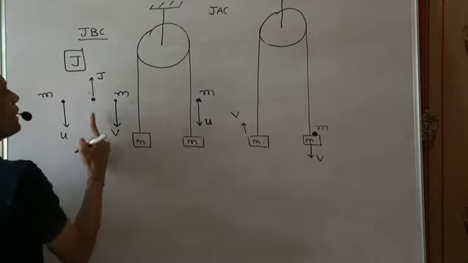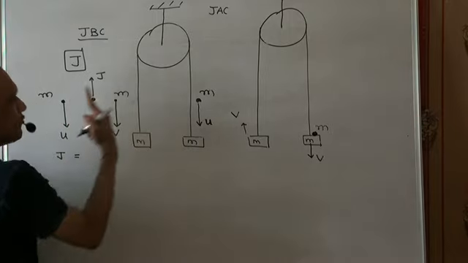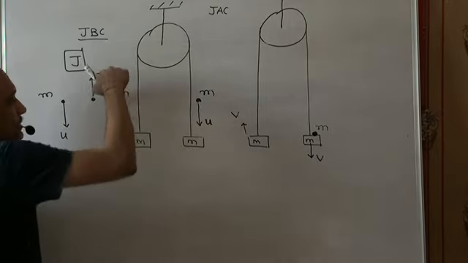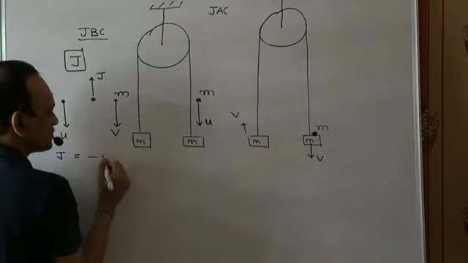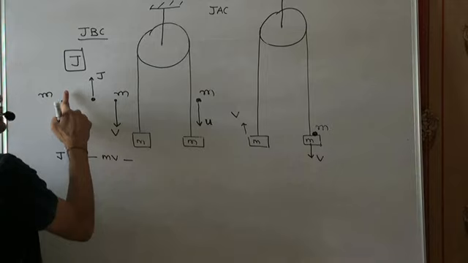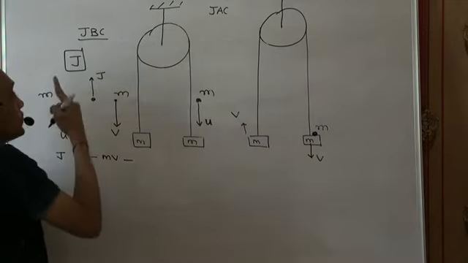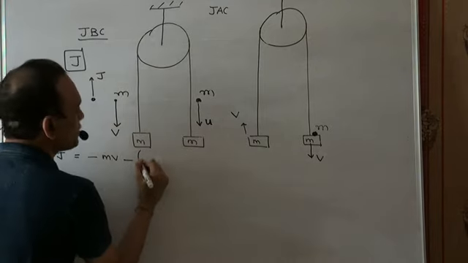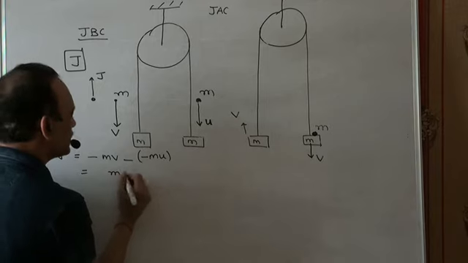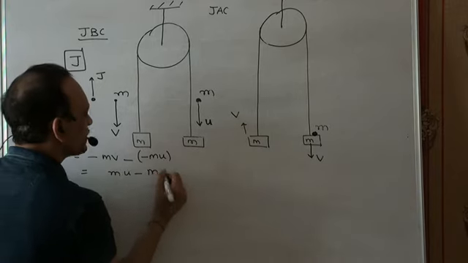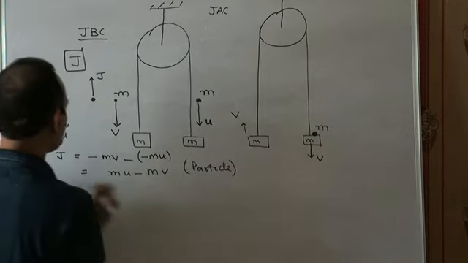So now, what would be my impulse equation for this particle small m, right? Impulse in this direction is going to be the final linear momentum in this direction. Linear momentum final is mv downwards. So in the direction of the impulse, it's minus mv, minus the initial linear momentum in this direction. Initial linear momentum is mu downwards. So in the upward direction it is going to be minus mu. Yes or no? So that makes it J equals mu minus mv. That's for the particle, right?